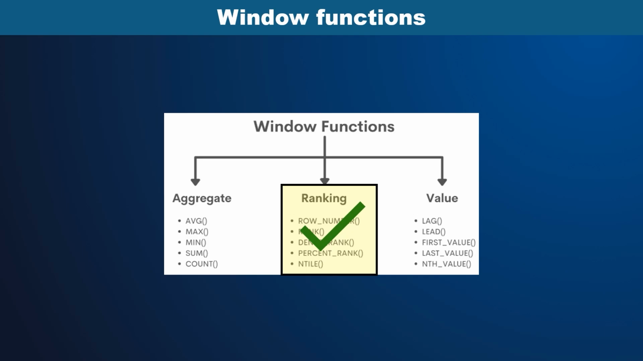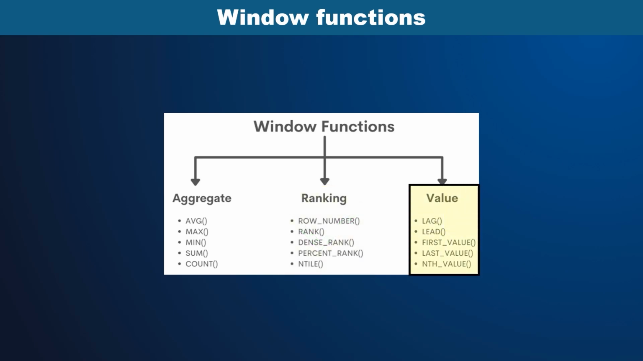Let's move on to the last window function category, value functions. Value functions are used to access the value of a specific row. For example, we can access the value of the previous row, the next row, or the first row in the group, etc. Possible value functions are lag, lead, first value, last value, nth value.